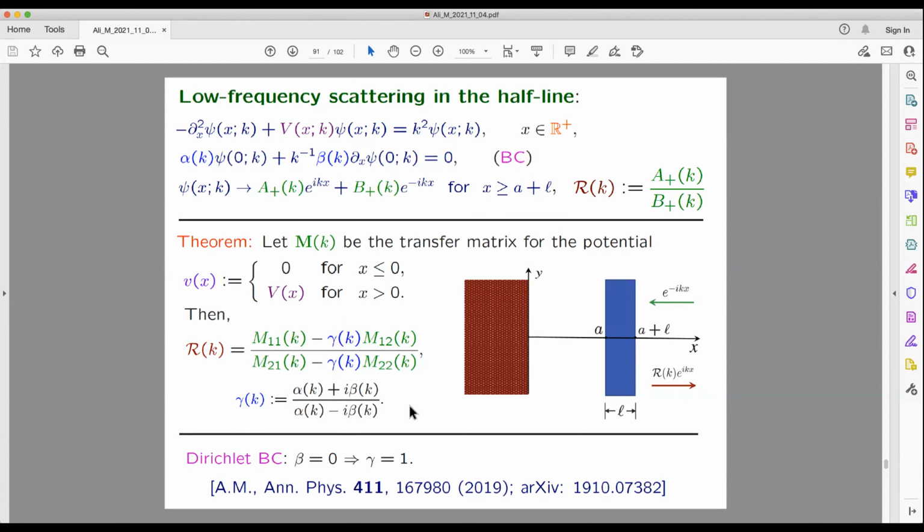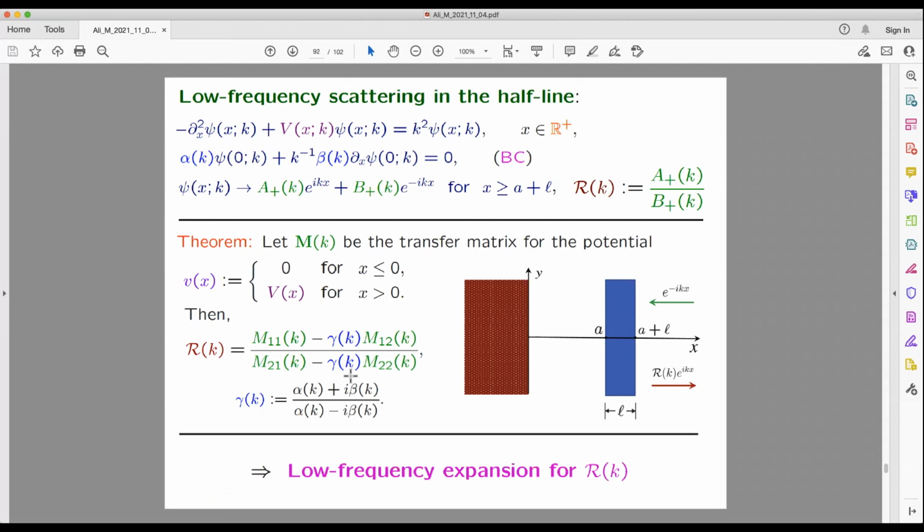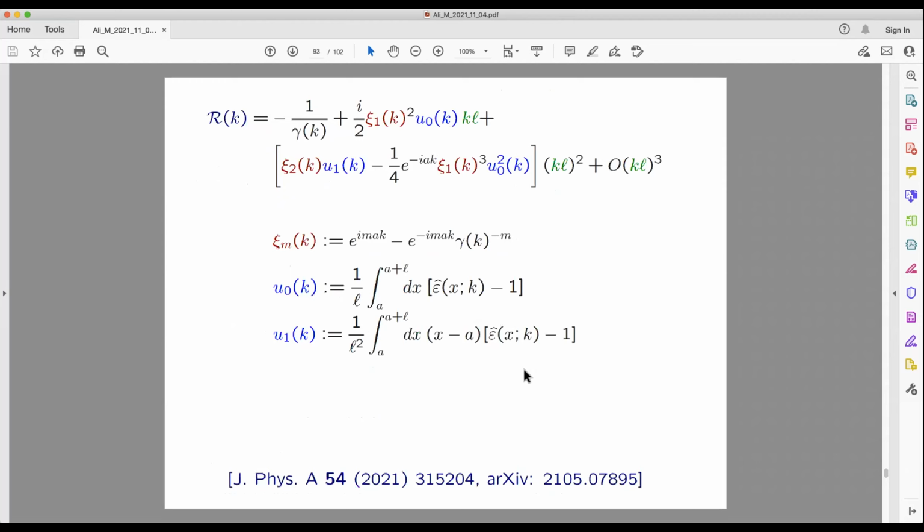Now for the Dirichlet boundary condition, beta is 0. You see in the boundary condition, if beta is 0, alpha cannot be 0. So psi should vanish at the boundary. And for beta equal to 0, gamma is just 1. So this is the simple case. You put alpha equal to 0, you get the Neumann. And if both are non-zero, you get Robin boundary conditions. So since I can map the problem in the half-line to the full line and I have full control of the low frequency expansion for the transfer matrix in the full line, I can use this to get the low frequency expansion for the reflection amplitude in the half-line. So this is the formula.